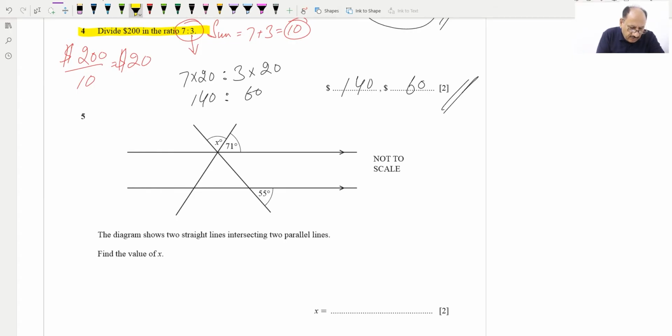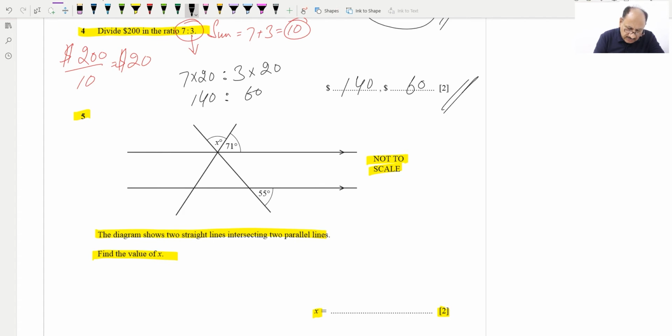Now question number 5, a diagram is provided, which is not to scale. The diagram shows two straight lines intersecting two parallel lines. Find the value of x. We need to find this value of x for 2 marks, and we can understand this.